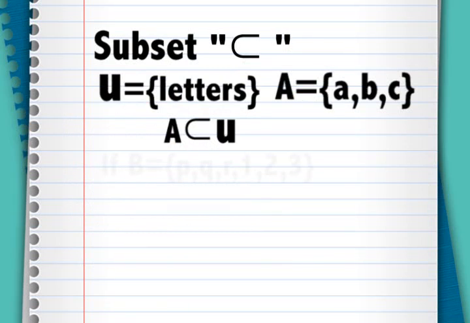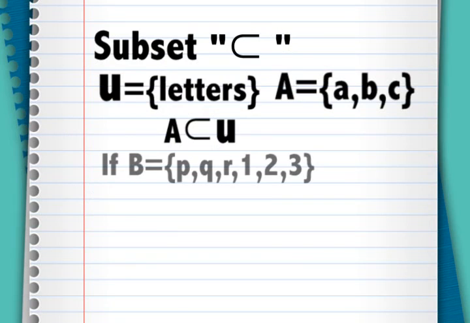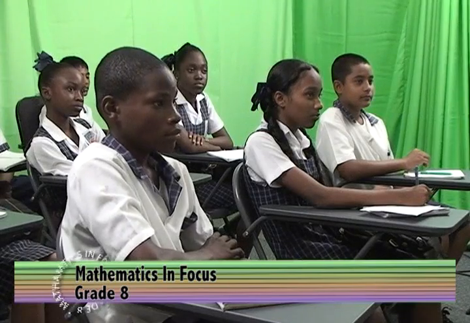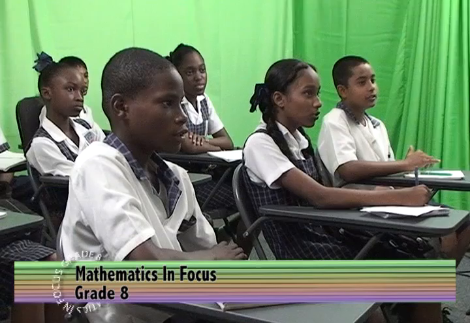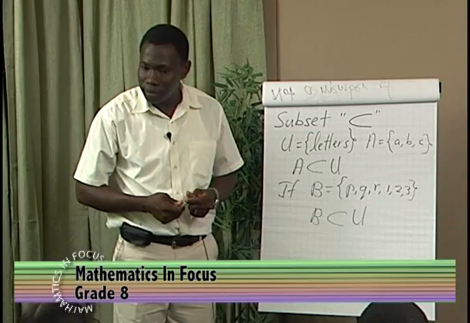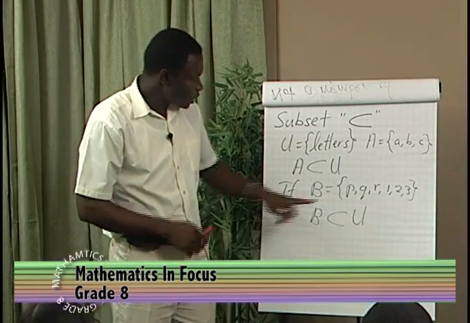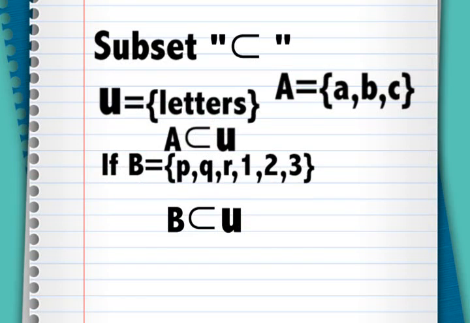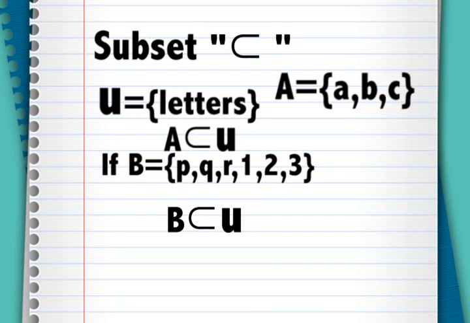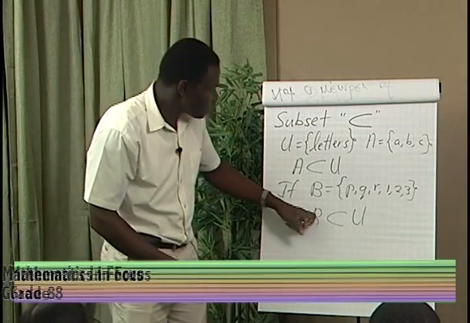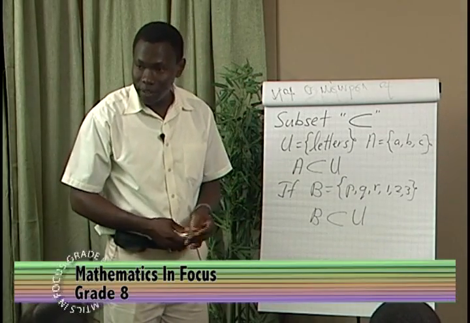What about this? If a set B is equal to a set of P, Q, R, 1, 2, 3. Can we say that B is a subset of U? No, sir. Why? Because numbers are in it. So it's like a mixture of numbers and letters. But isn't P in U? Yes, sir. So we have elements from the set in U, but we're going to take numbers 1, 2. As long as there's one element of this set that cannot be found in U, it means B is not a subset of U.